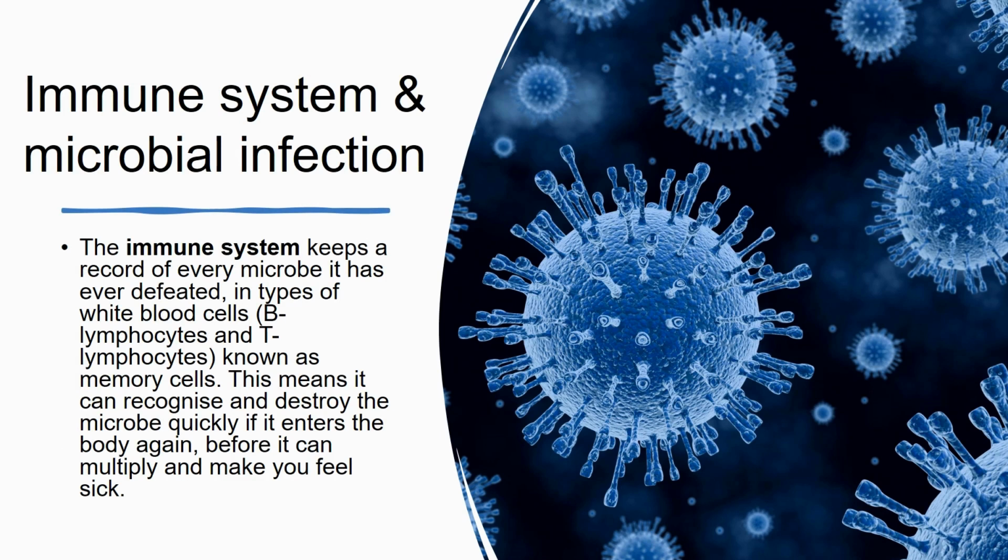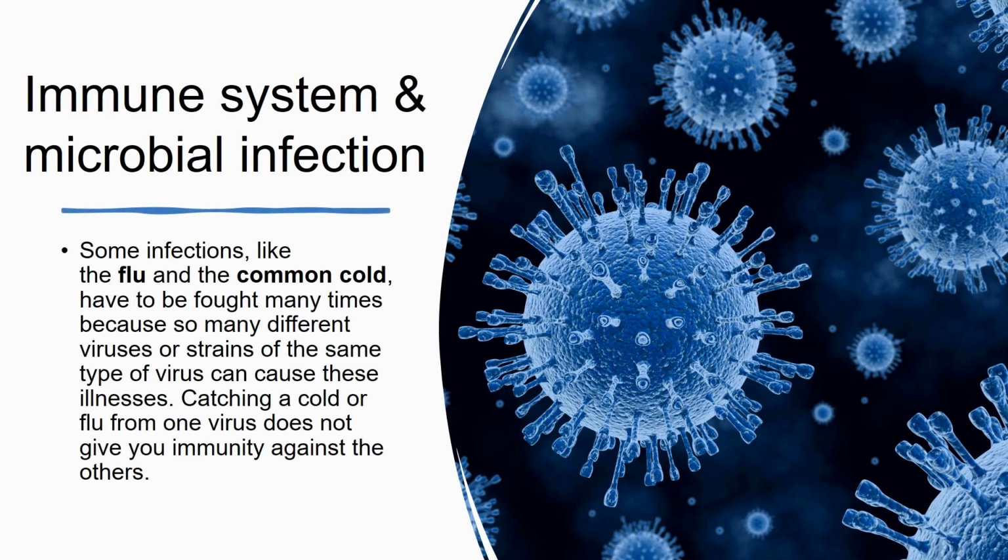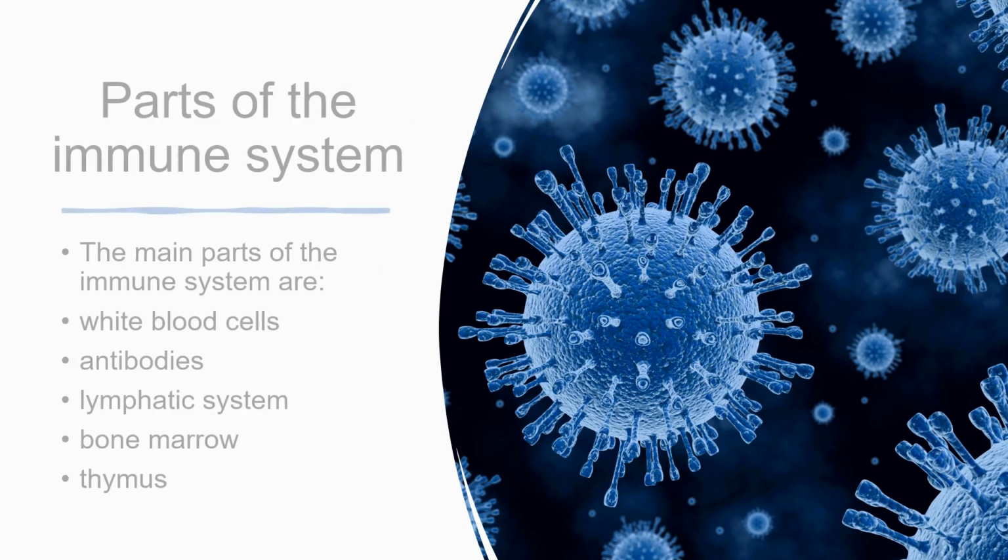Now I will discuss the immune system and microbial infection. The immune system keeps a record of every microbe it has ever defeated, in types of white blood cells, B lymphocytes and T lymphocytes, known as memory cells. This means it can recognize and destroy the microbe quickly if it enters the body again, before it can multiply and make you feel sick. Some infections, like the flu and the common cold, have to be fought many times because so many different viruses or strains of the same type of virus can cause these illnesses. Catching a cold or flu from one virus does not give you immunity against the others.